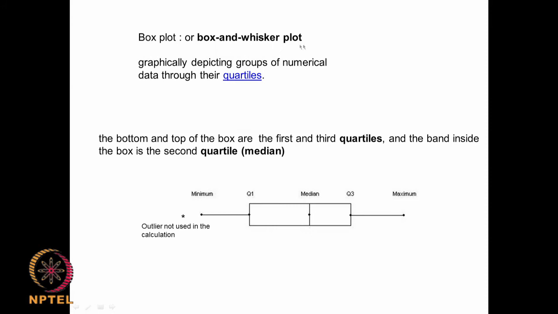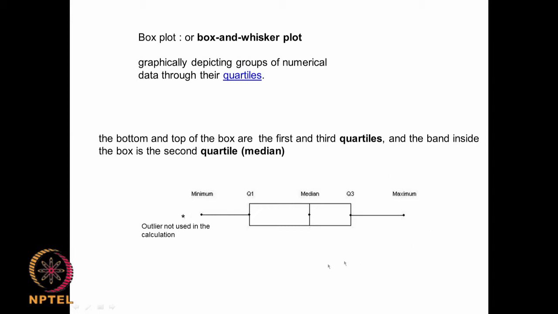It is also called a box and whisker plot. Okay. This is a graphical depiction of groups of numerical data through their quartiles. So, generally data is represented like this. So, this is called the quartile 1, this is called the quartile 3, and this is the median, or it is also called the second quartile. Okay. This is the maximum up to what the data goes up to, this is the minimum up to what the data goes up to. Sometimes if you have outliers which you do not consider in your quartile calculation, you put them as stars.